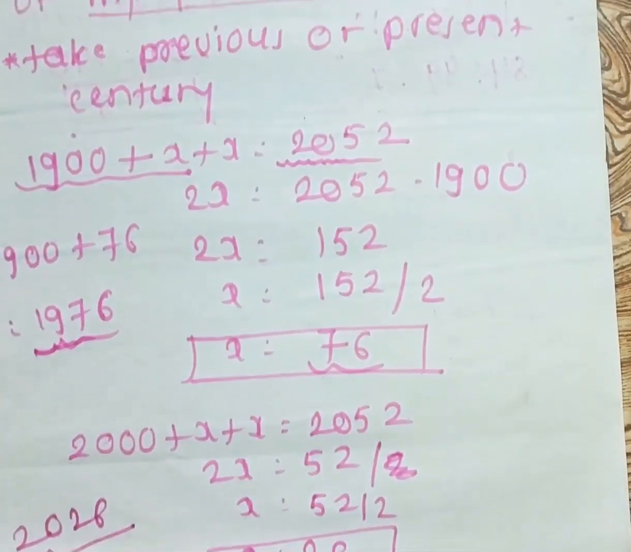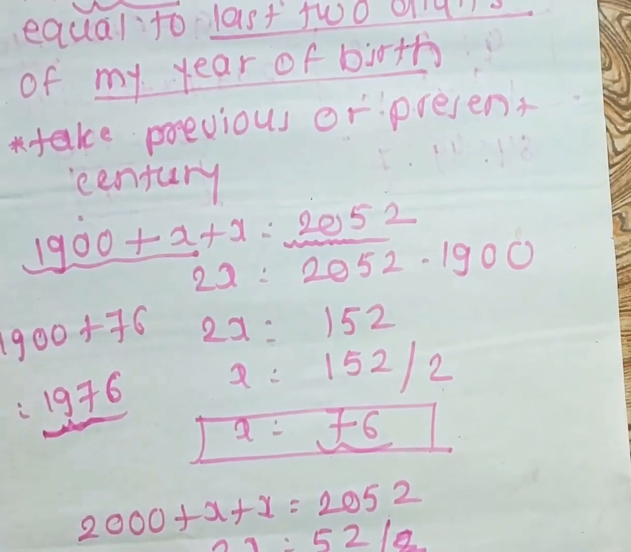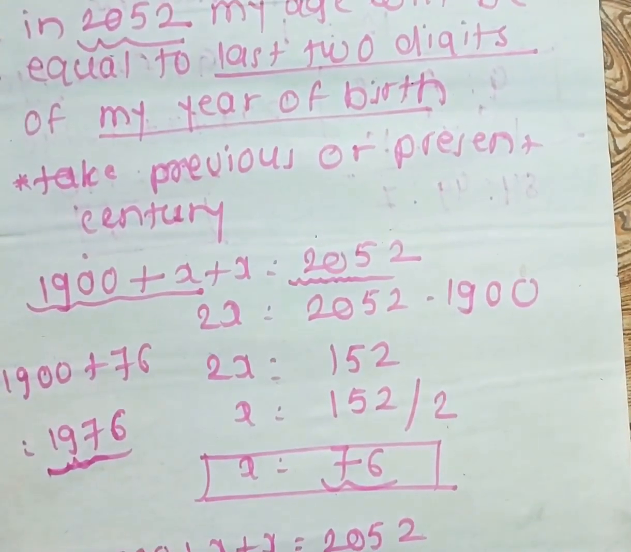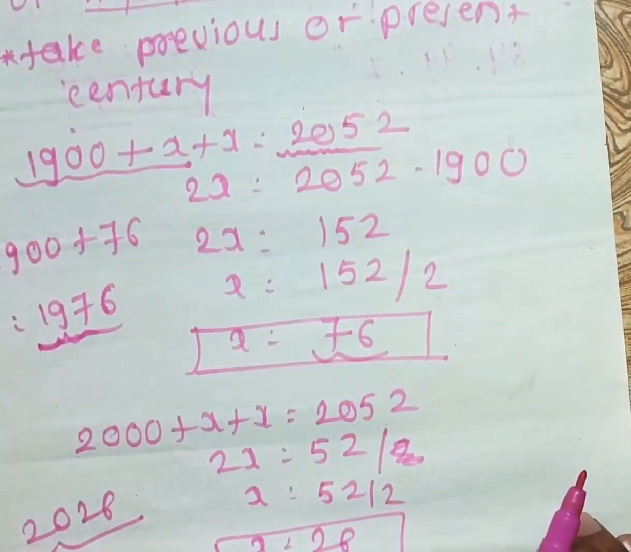In 2026 I was born, and in 2052 my age will be equal to the last 2 digits of my year of birth. But it is not possible, because 2052 is in the future. It is not right now, because today is 2018. So we just have to check this.